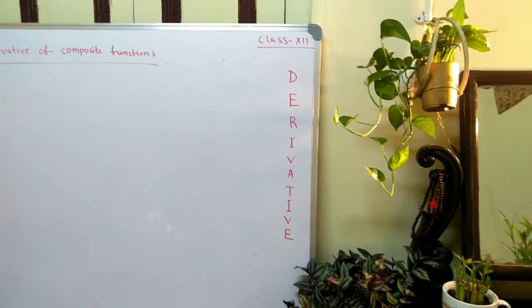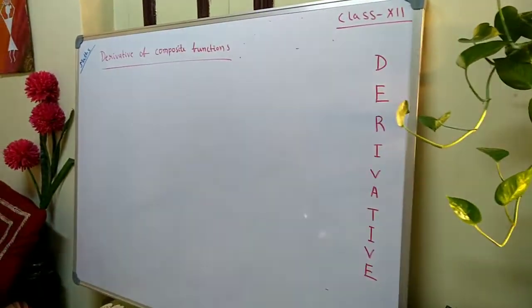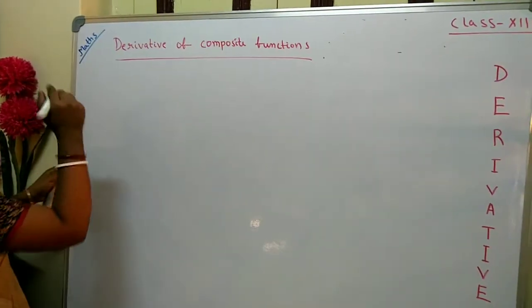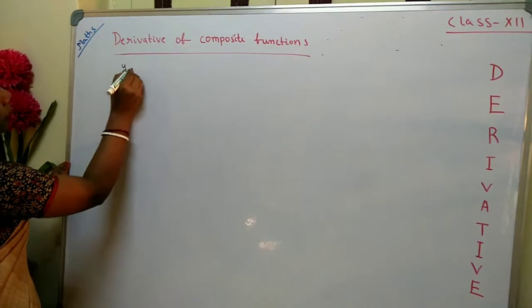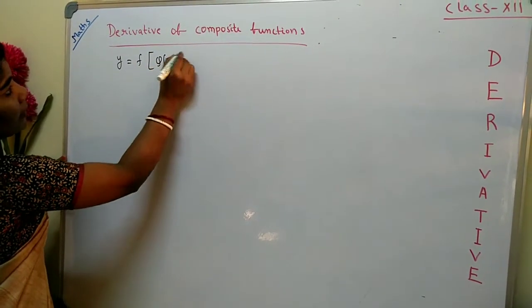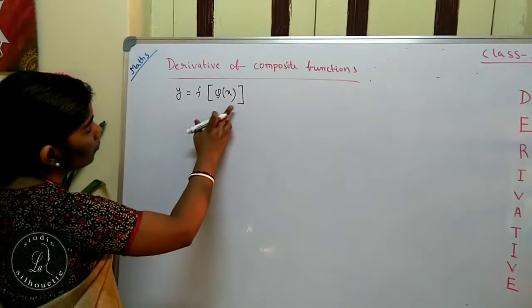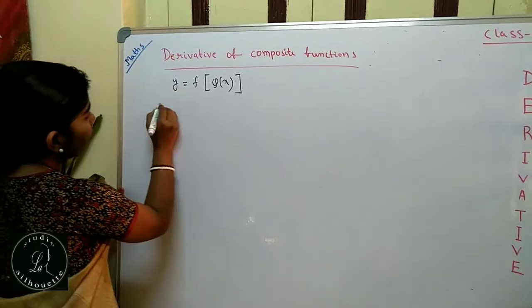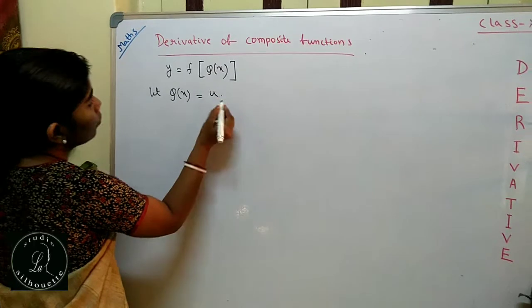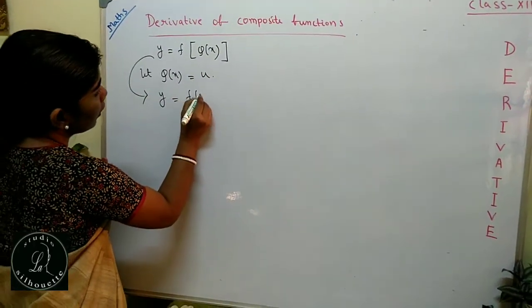Now, you will learn to find the derivative of a composite function. What is a composite function? A composite function means a function of functions. Suppose y equal to f of phi x. So this is a composite function because this is a function of functions. Here you can assume phi x as u. Then the function reduces to y equal to f of u.